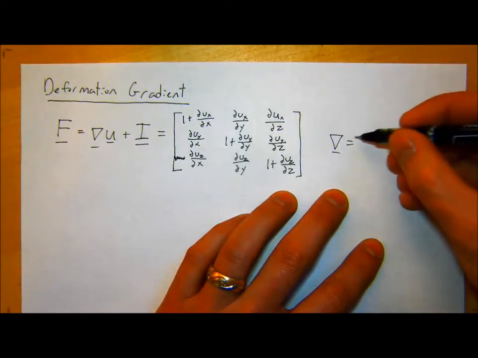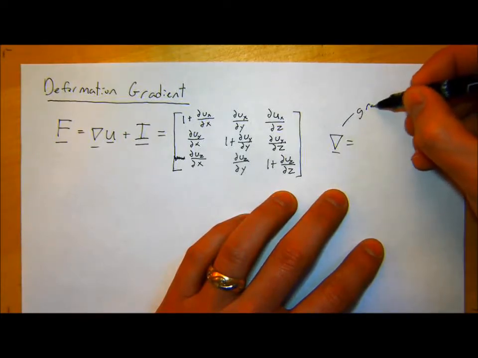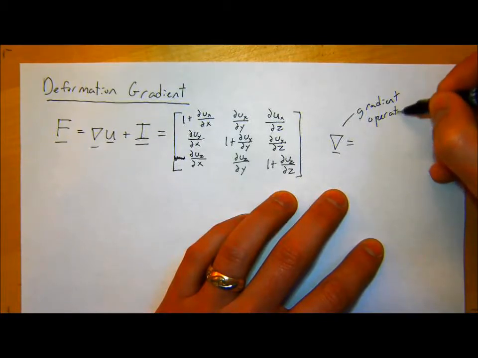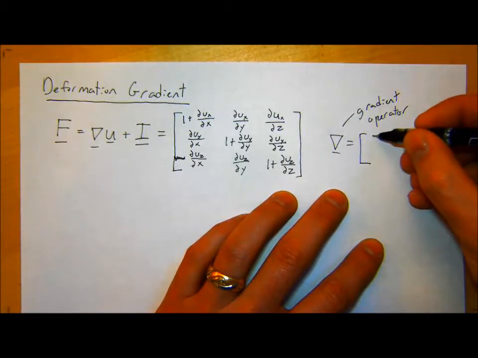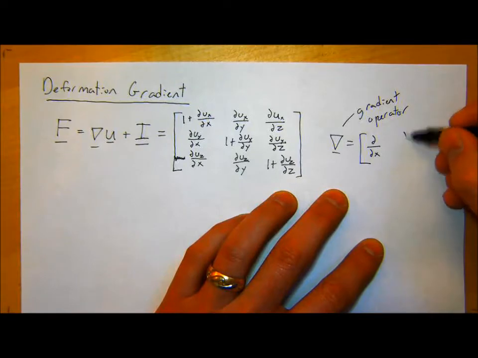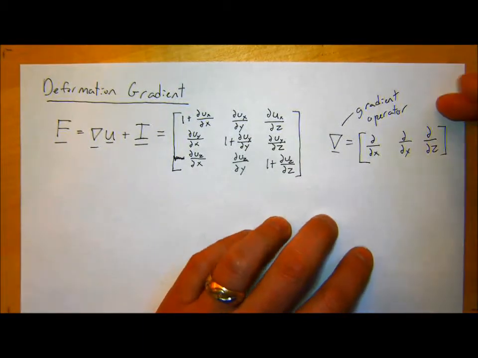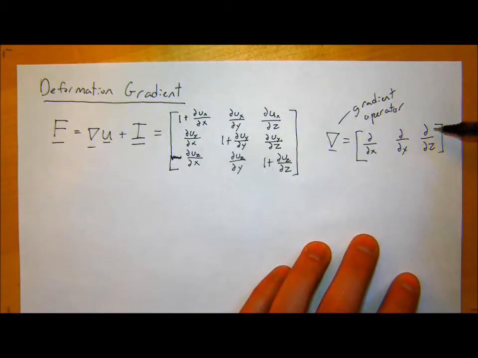Those of you who don't remember, this is my gradient operator, which is d/dx, d/dy, d/dz. Also, just to double check, when I'm writing this kind of squiggly d, you should all recognize that that's the partial derivative. Just to double check, yeah. Okay, cool.